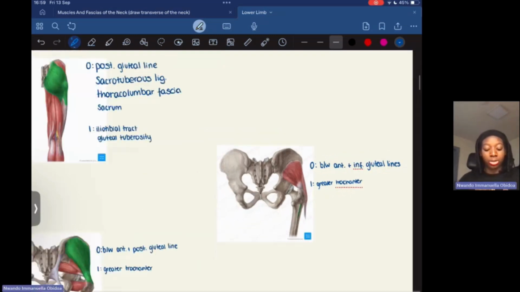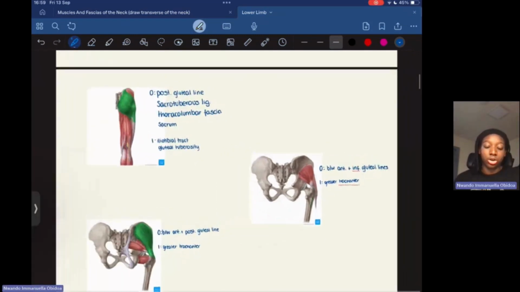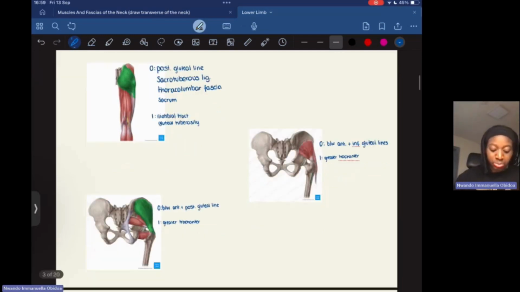The gluteus maximus is innervated by the inferior gluteal nerve, and the gluteus medius, gluteus minimus and tensor fascia lata are all innervated by the superior gluteal nerve. And all these muscles function in rotating the hip and extension of the hip.